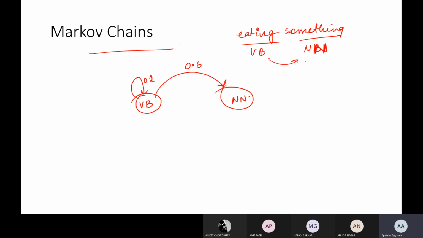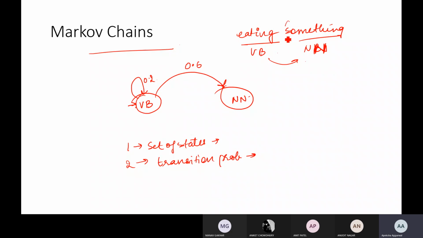So in a Markov chain, basically what we are representing is, number one, the set of states representing the type of tag we are associating with each and every word. Second is the probability. So what are the chances? Basically, we call it the transition probability. What are the chances that a verb has appeared right now? And we want to predict this something. So the sentence was eating. We want to predict this. So what are the chances that the next word is a noun or the next word is a verb?